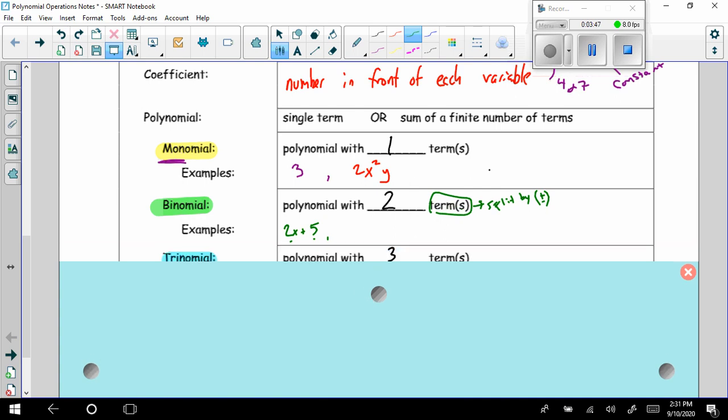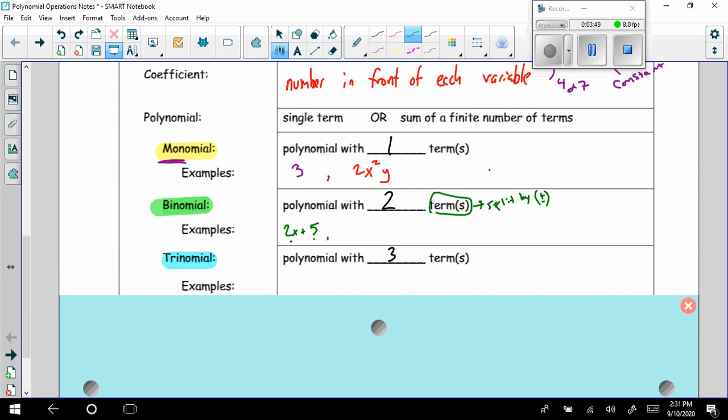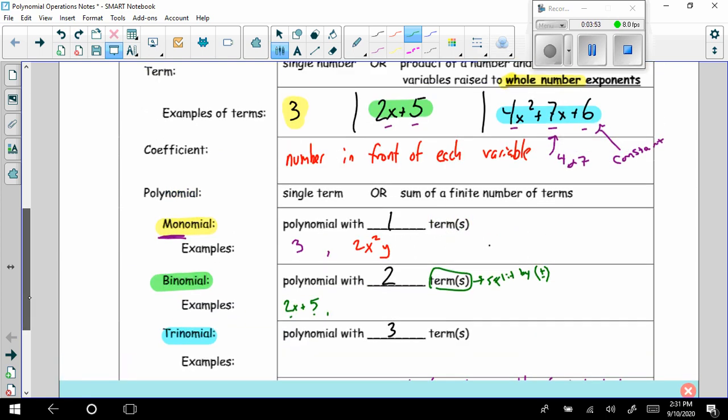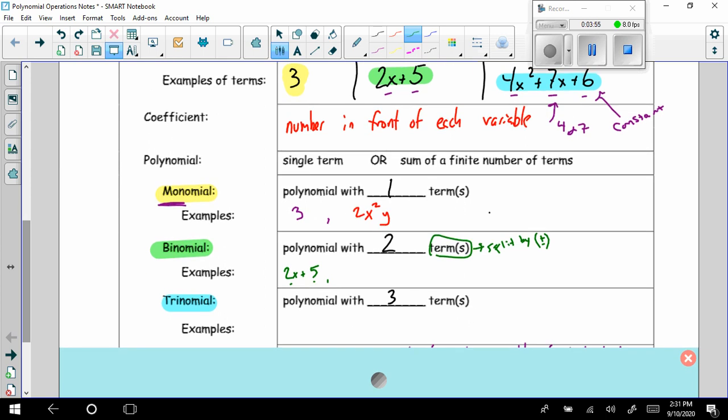And then the last one we're going to name is a trinomial, which just means having 3 terms. As you can see, these are kind of color-coded here. So 4x squared plus 7x plus 6 is a trinomial because it's got 3 terms in it.